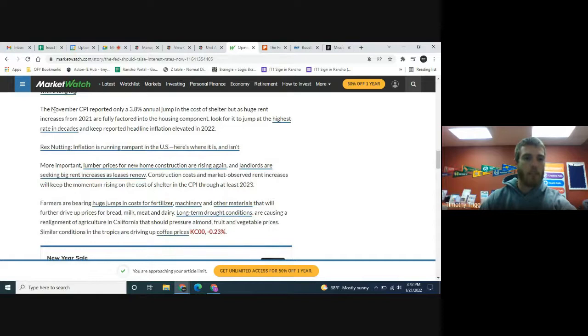Here it also talks about the November CPI reported only 3.8% annual jump in the cost of shelter, but a huge rent increase from 2021 is fully factored into the housing component. Look for it to jump at its highest rate in decades and keep reported headline inflation elevated in 2022.